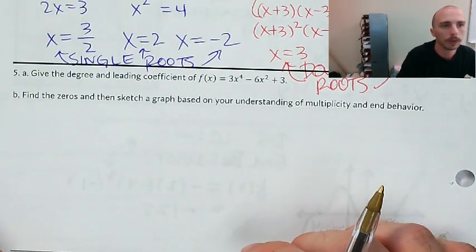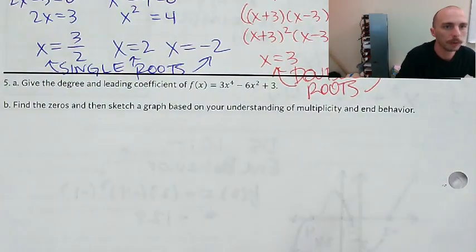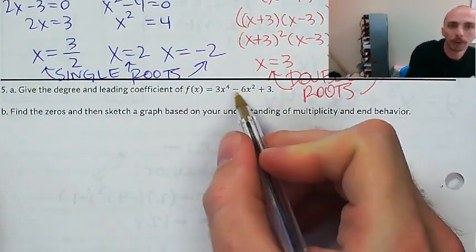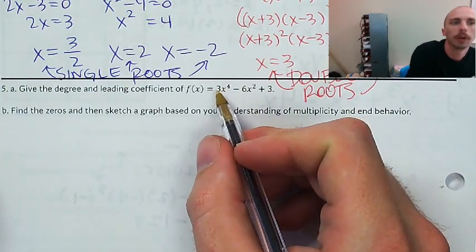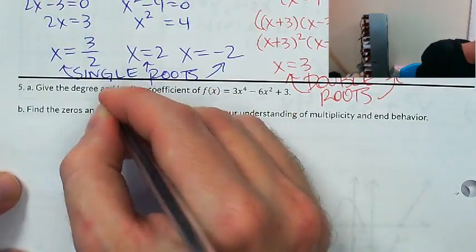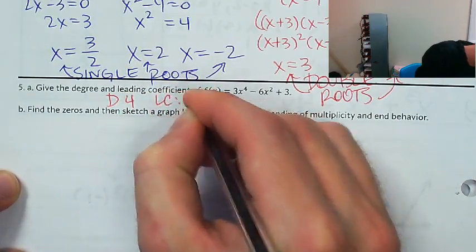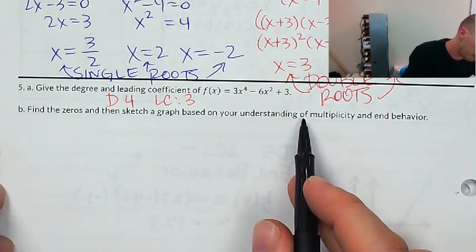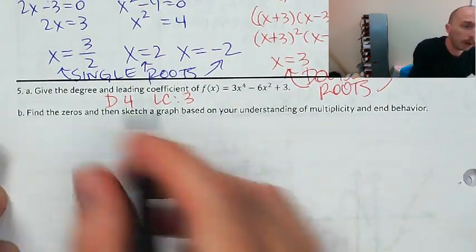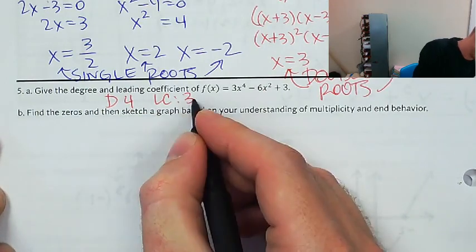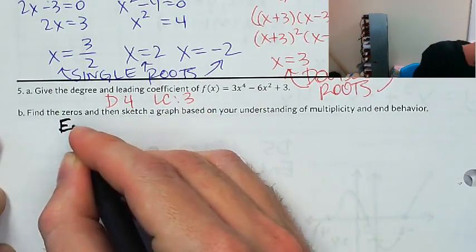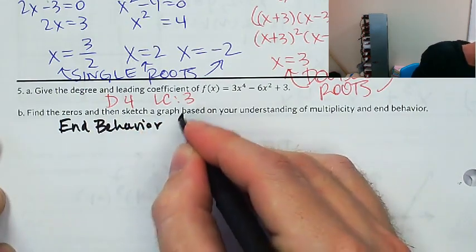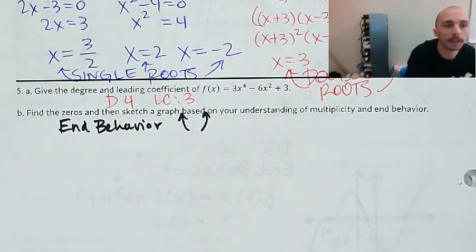Now, I'm going to give the degree and leading coefficient of this one. Degree is 4, leading coefficient is 3. Look for the highest power of x and you've got it. Degree 4, leading coefficient 3. Then we're going to find the zeros and sketch the graph based on our understanding of multiplicity and end behavior. Well, if I've got an even degree polynomial with a positive leading coefficient, then the end behavior will look kind of like y equals x squared. It'll go up on both sides.